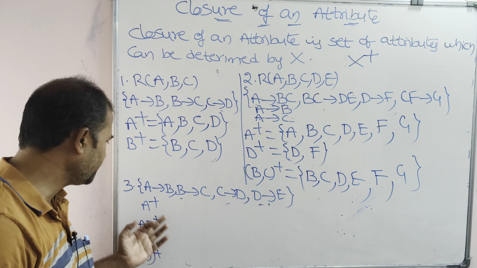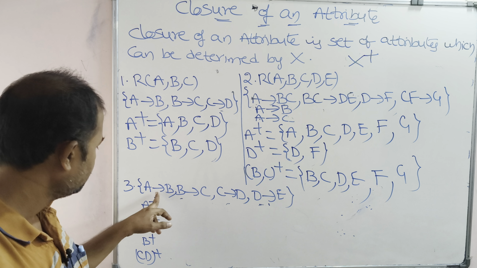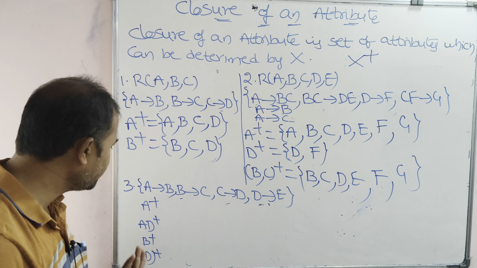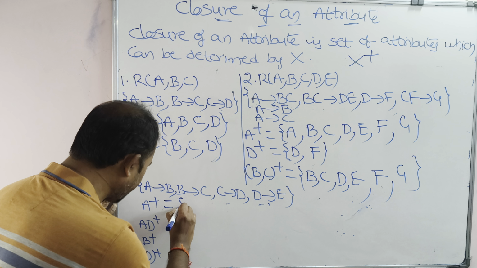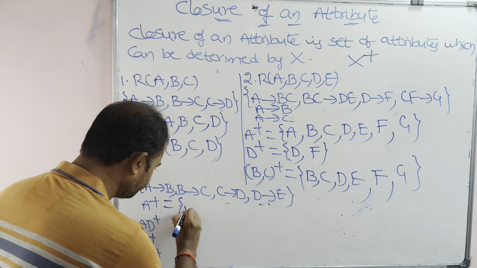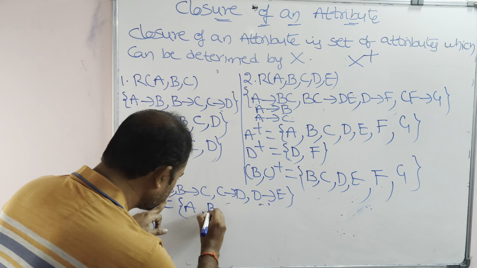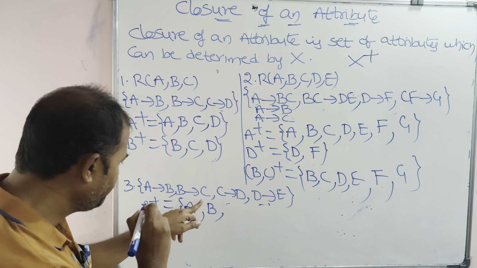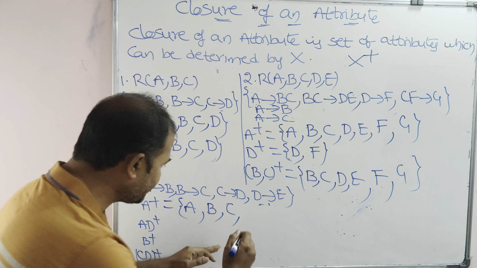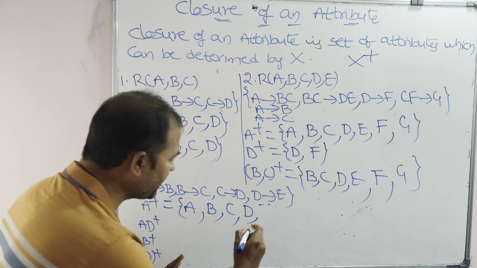Next, let us solve this example. Here the relation contains 5 attributes. Next, some functional dependencies are given. Let us find A plus. The closure of A is itself, A. Here we have A. A can determine B. Here we have B. B can determine C. Here we have C. C can determine D. Here we have D. D can determine E.